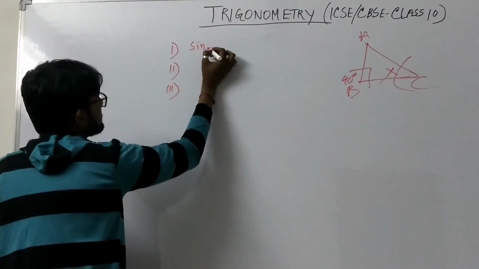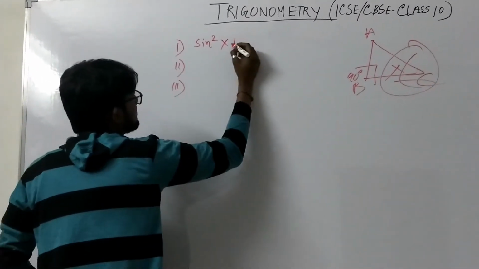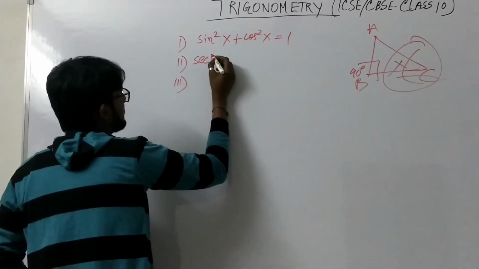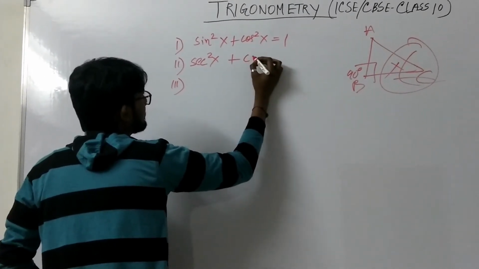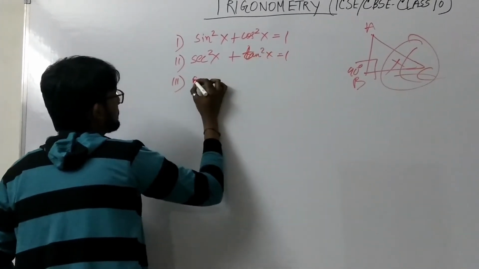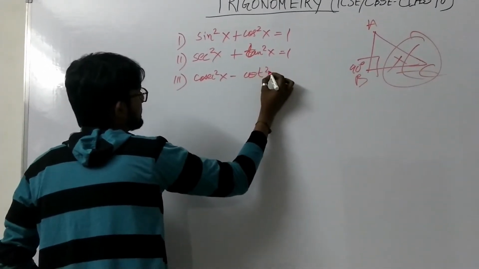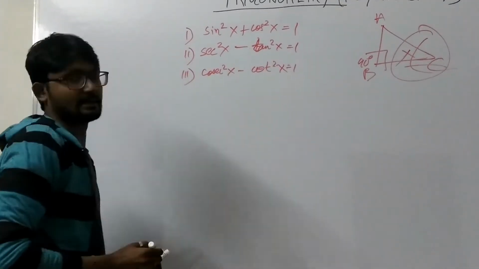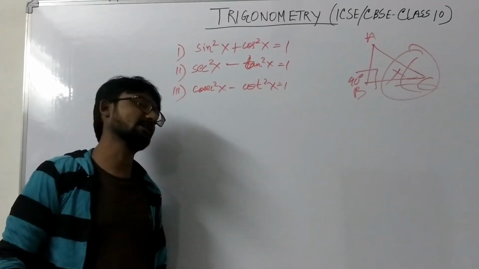One is sine square x, where x is the angle that I've told you, this one, plus cos square x is equal to 1. Sec square x minus tan square x equal to 1. Cosec square x minus cot square x equal to 1. Sorry guys, this will be minus. These are the basic formulas that you need to know before going on with the trigonometry.